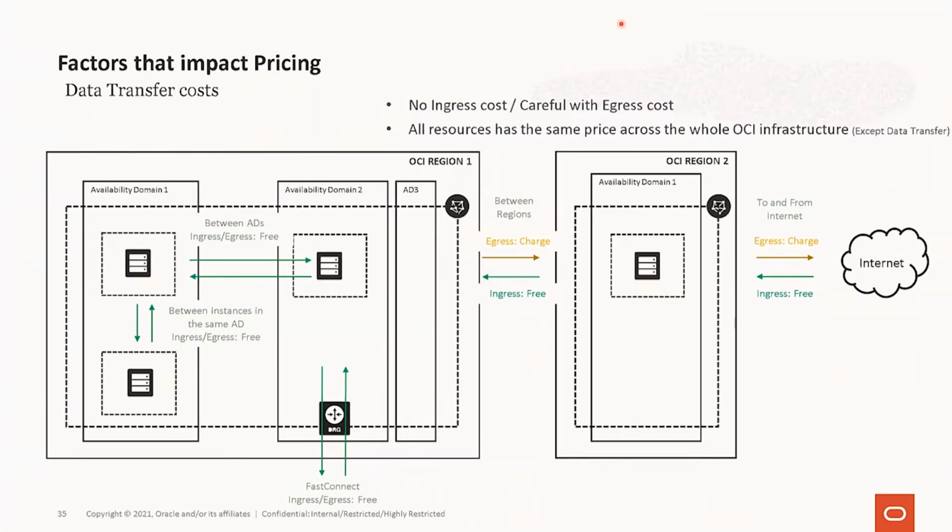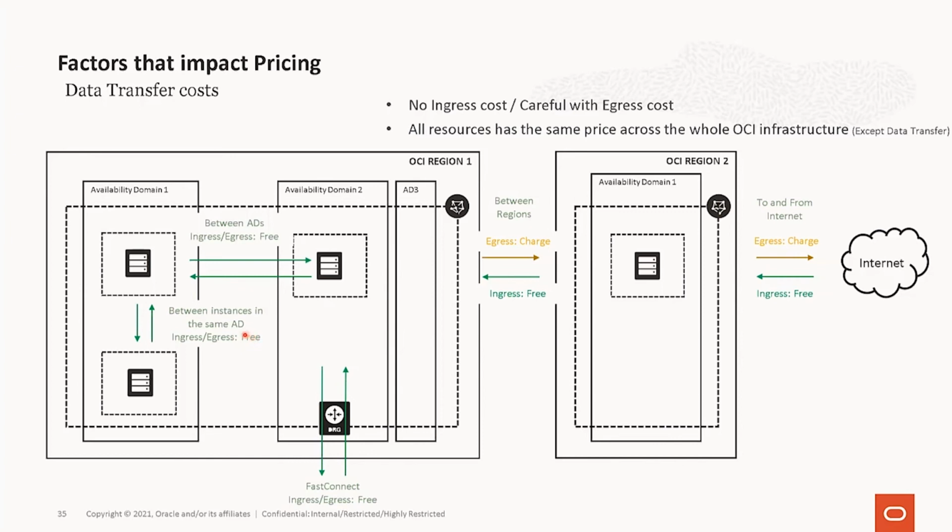Let me dive a little bit deeper into our pricing model and explain the data transfer cost in more detail. Here you can see a typical OCI region with 3 availability domains, and we plan to move data from one virtual machine to another virtual machine. Both virtual machines are located in the same availability domain. Basically, the data transfer between both virtual machines is totally free. It means that inside the same availability domain, the ingress and egress traffic are totally free without limit.